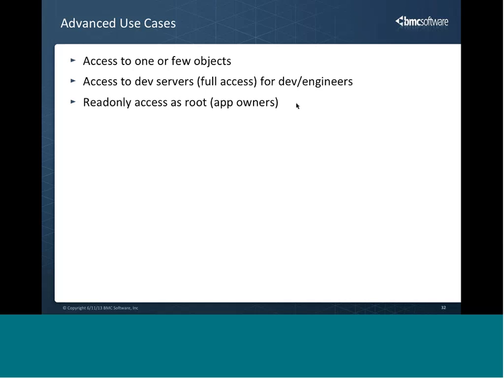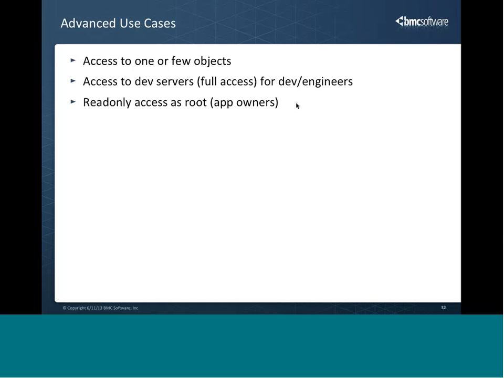Next standard use case, access to those dev servers for the developers or the engineers. All right, here's the 7 boxes in development that are an instance of your application. You get full access on them. Go do anything you want to. And then when you want to go push changes from development up to production, make sure to package whatever changes you made. Pretty straightforward.